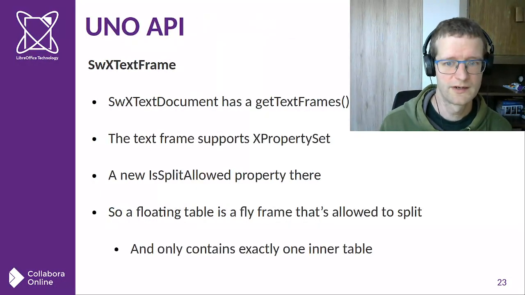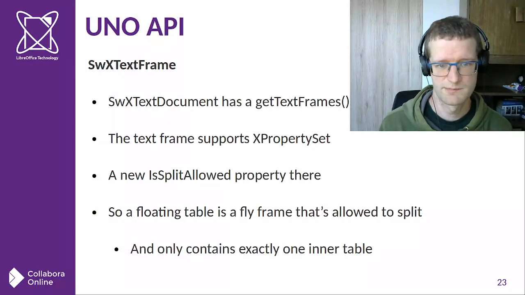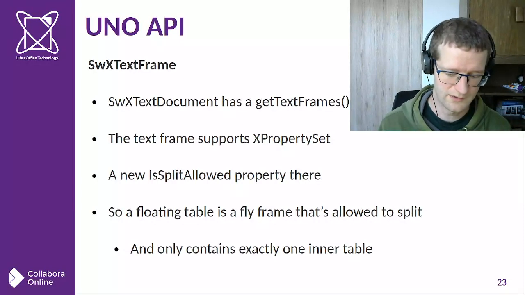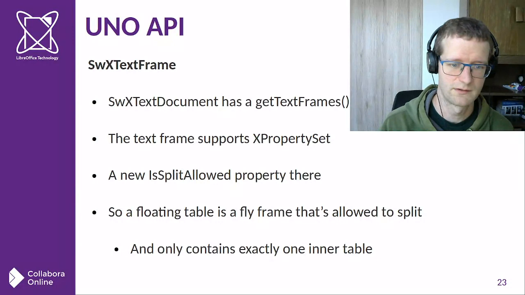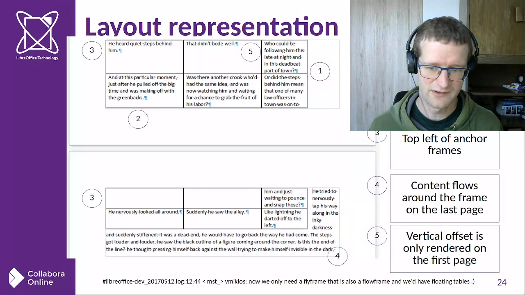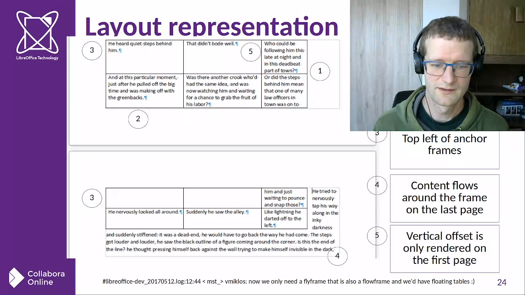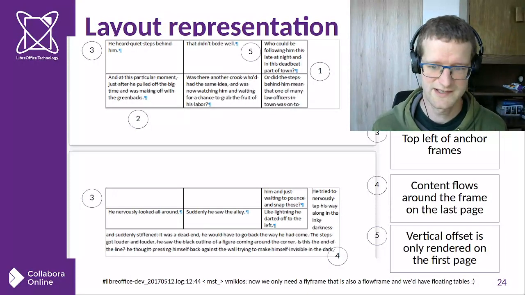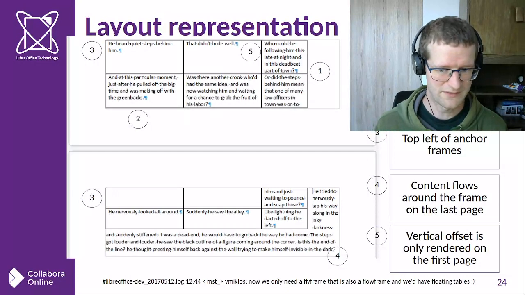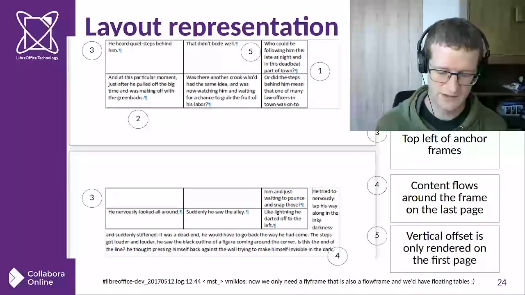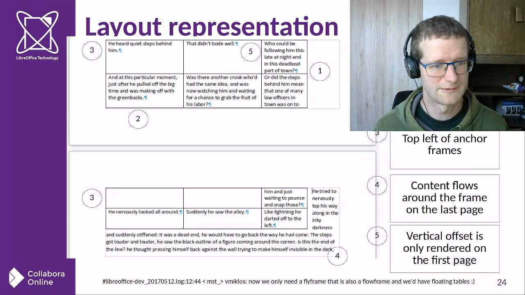Then at the UNO API there is now a new property called IsSplitAllowed on the text frame. If this is true and it contains exactly one table, then that's a floating table. Now the layout is quite exciting. That's where all the complexity is. And so the design started basically with what Michal suggested like 6 years ago. Why not extend fly frames so that they are also flow frames, which already know this logic, how to span over multiple pages. And well, it's easier to say that than do that, but that's more or less what I did.